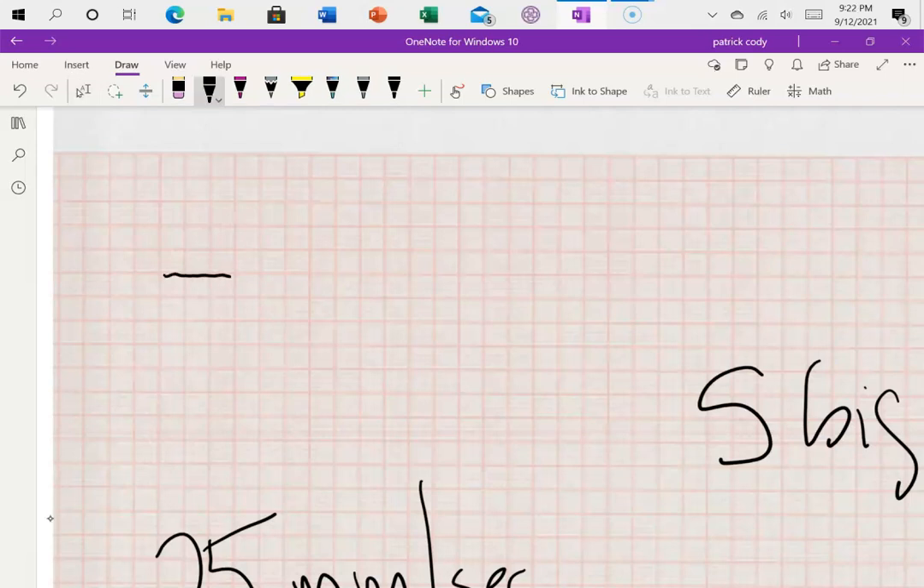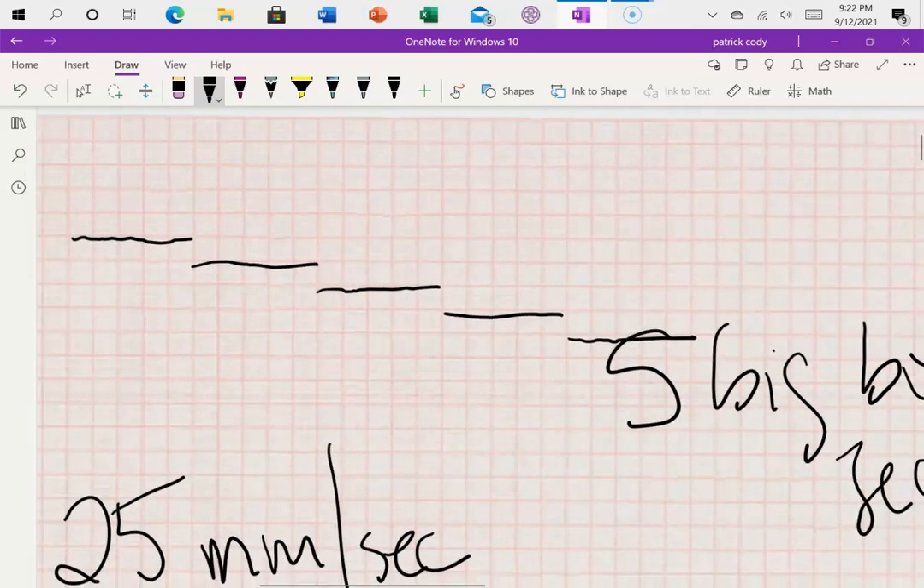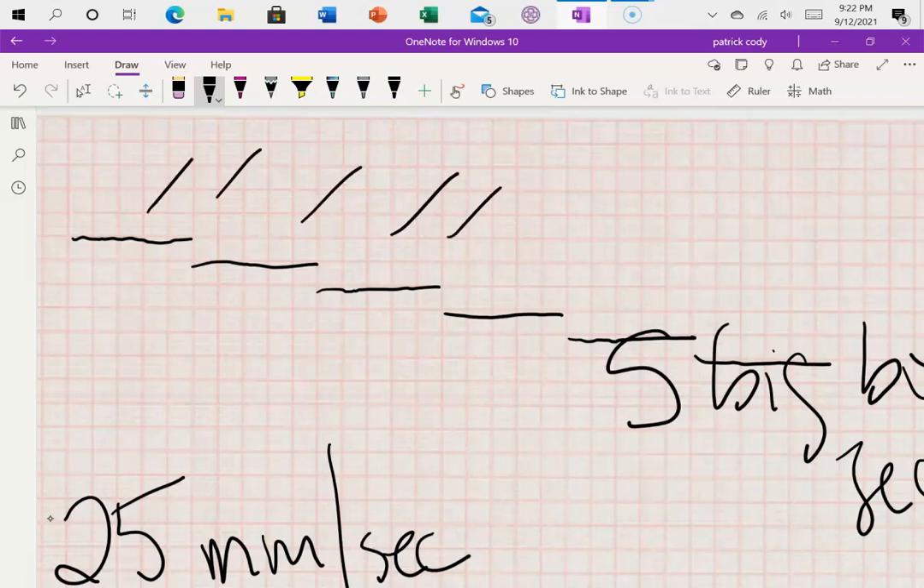So 1, 2, 3, 4, 5. 1, 2, 3, 4, 5. So there's 3 seconds. Okay, you see what I'm doing here? Measuring out 6 seconds. So there's 6 seconds. And so if I take the number of QRS complexes which are in here, and I multiply that by 10, that gives me the average rate across the strip.